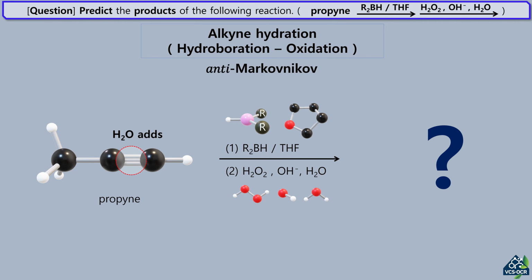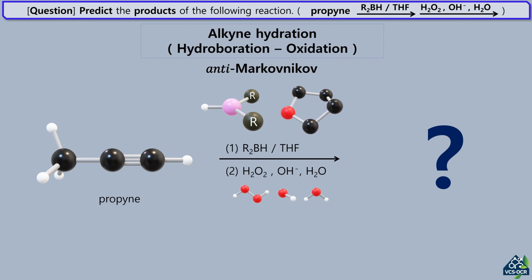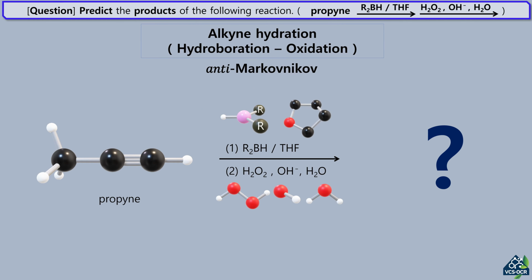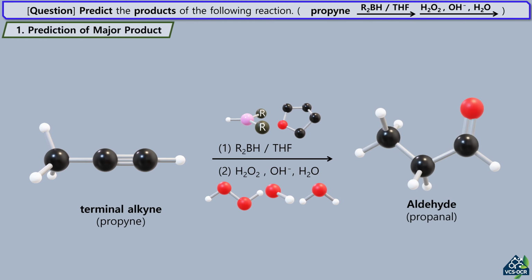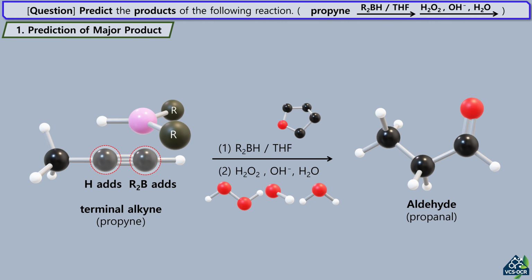Our focus here is the reaction of the terminal alkyne, Propyne, using a sterically bulky Dialkylborane, followed by an oxidative workup with hydrogen peroxide and sodium hydroxide. Starting with Propyne, the reaction proceeds in two main stages. First, the bulky borane adds across the triple bond. Unlike oxymercuration, this reaction exhibits anti-Markovnikov selectivity.